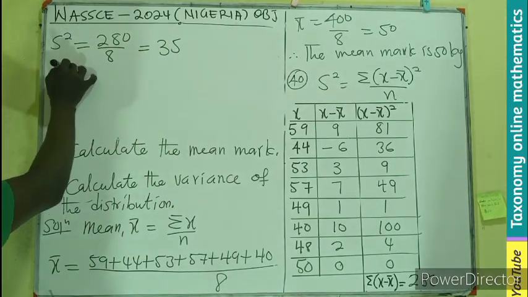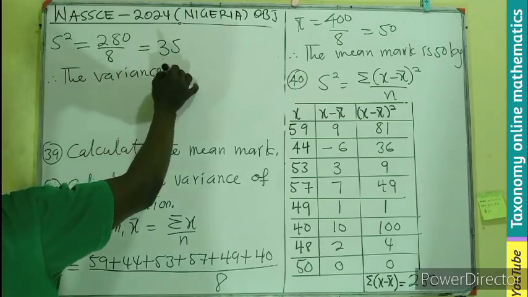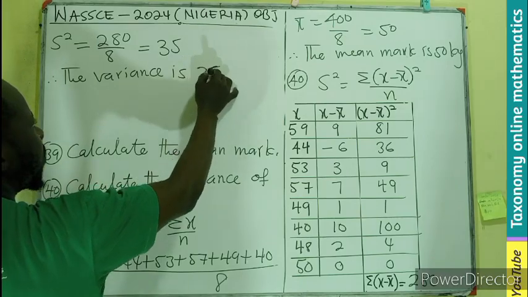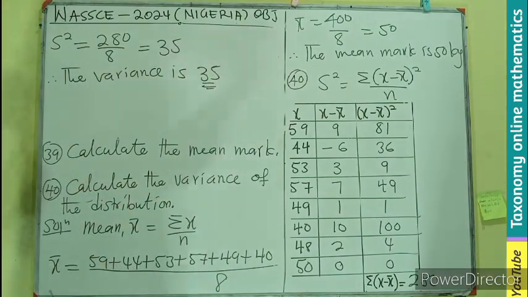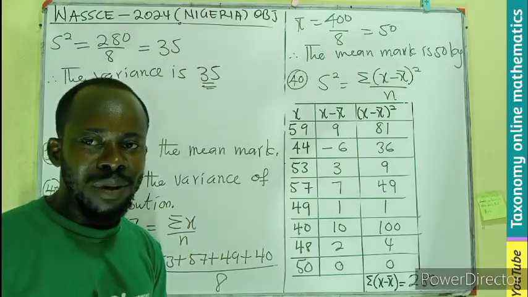So therefore, the variance is going to be 35. All right. I guess the concept from the beginning to the end is understood by you.